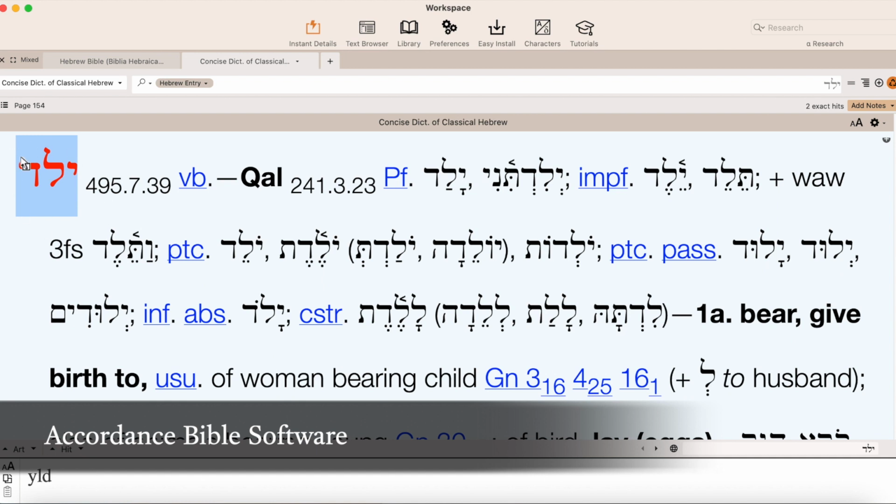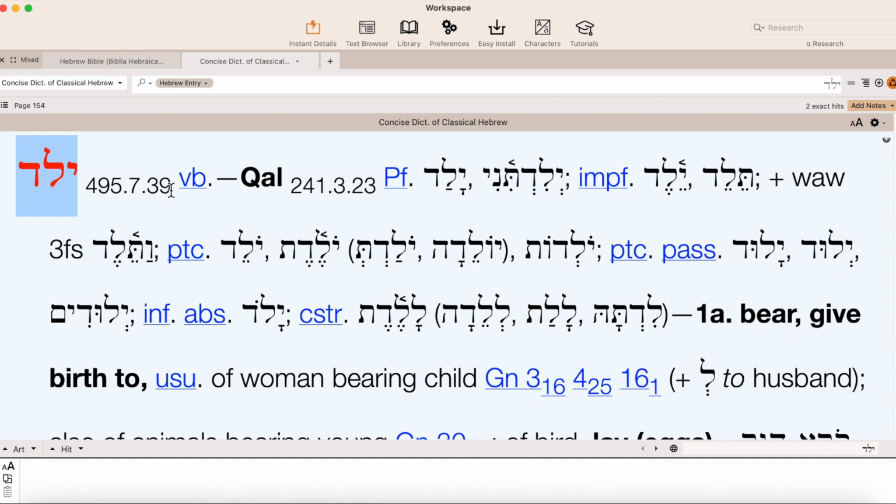Alright, so we have three letters, Yud Lamed Daled. Notice that there are no vowel points on these letters. And what that means is that this is a verbal root, and it can appear in many different forms. And if you see over here, we have VB, which stands for verb. That means that here we're going to look at a verb entry.